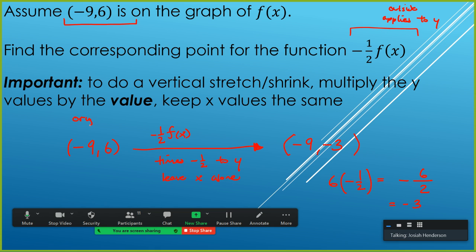So original on the left here, we do our transformation by multiplying it, and then we have our transformed version on the right.